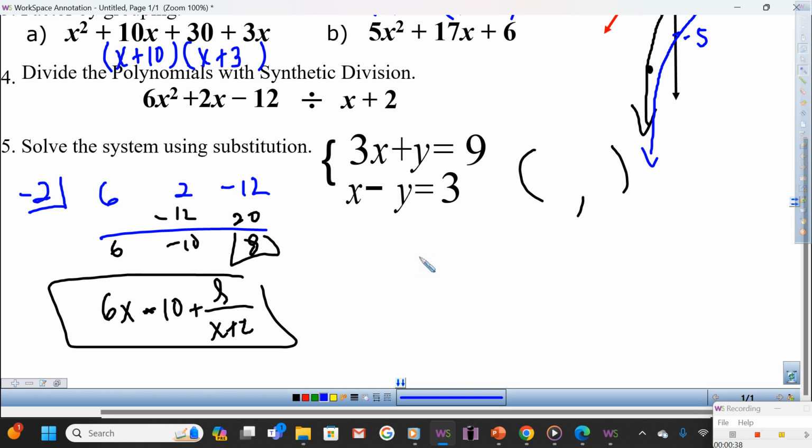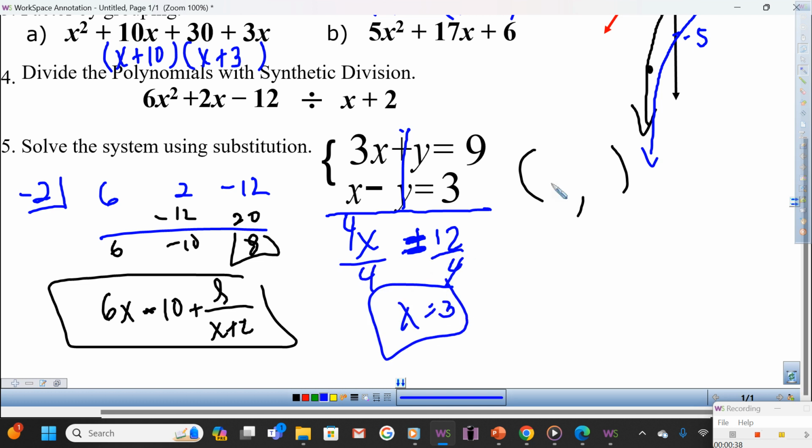I showed you a different method of doing these, which we're going to get to tomorrow. This is by substitution, which we're going to get to in a little bit. We started last week, but here's the other method. It's called elimination or combination. What is y minus y? Y minus y is 0. 3x plus 1x is 9 plus 3, 12. So now we solve that equation. Divide by 4, x equals 3.